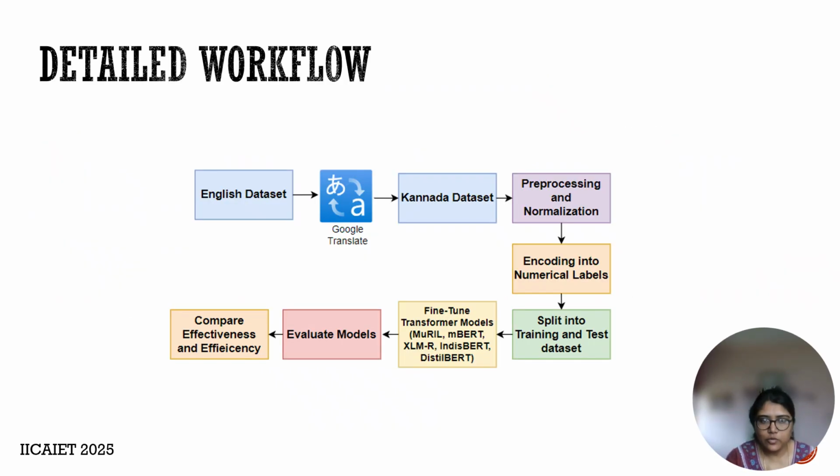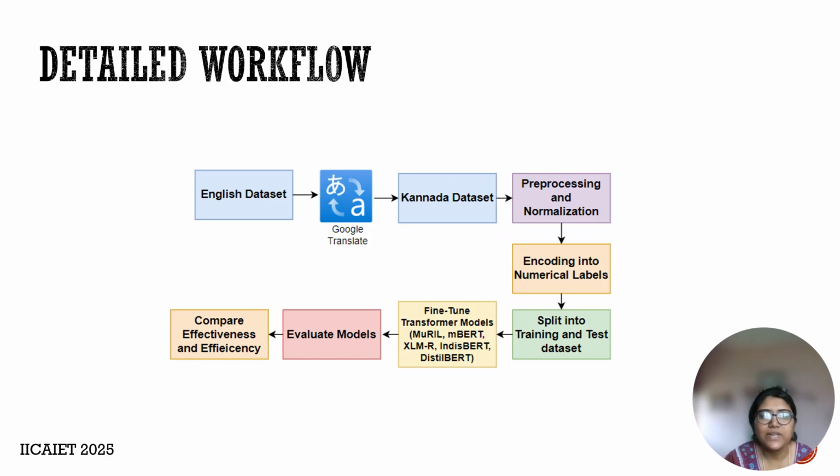And this is the detailed workflow. First, the English dataset will be translated to a Kannada dataset, and this Kannada dataset will be pre-processed and normalized to remove the unnecessary data. Next, these labels will be encoded into numerical labels because when we translate, some of the labels may be difficult for the models to train on. So what we do, we convert them into numerical labels, and then we split it into a training set and a test set. Then we fine-tune the transformer models: MuRIL, mBERT, XLM-R, IndicBERT, and DistilBERT.